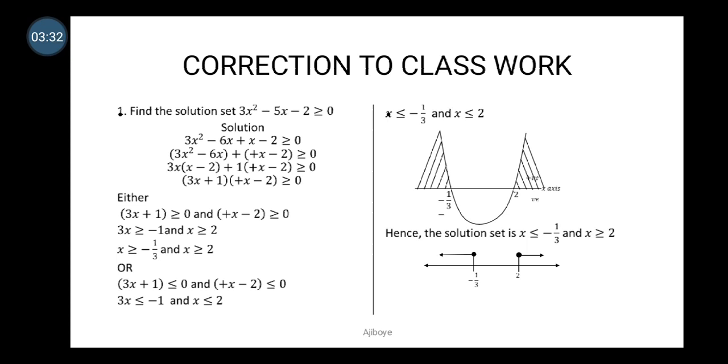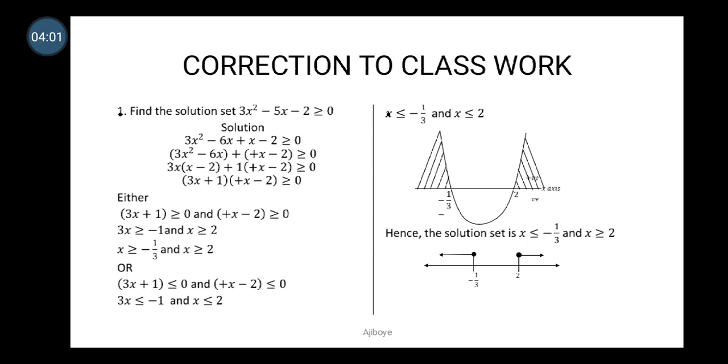The solution for the second case, when both numbers are negative, that is 3x plus 1 is less than 0 and x minus 2 is less than 0. That means 3x is less than or equal to minus 1 and x is less than or equal to 2. So the solution set for the second case, where the two numbers are negative, is x is less than or equal to minus 1 over 3 and x is less than or equal to 2.